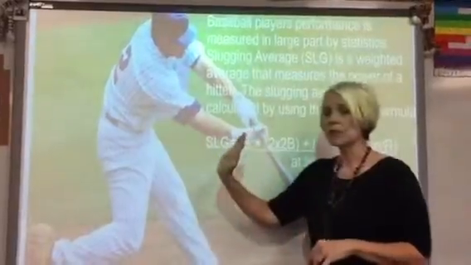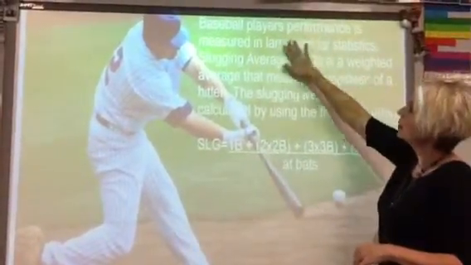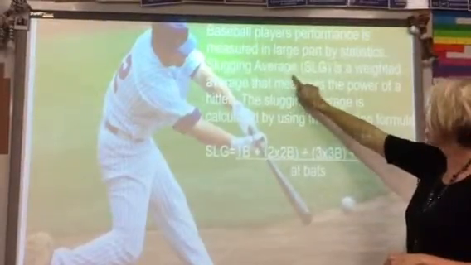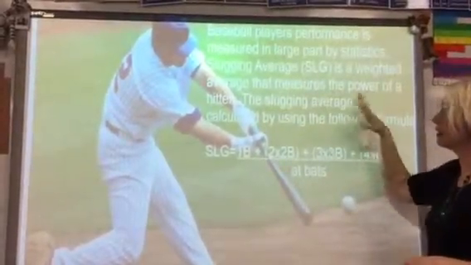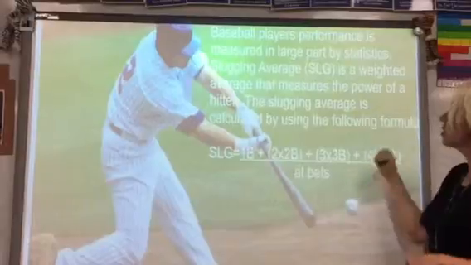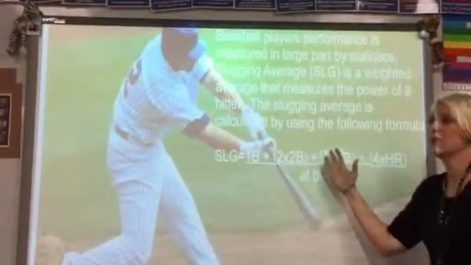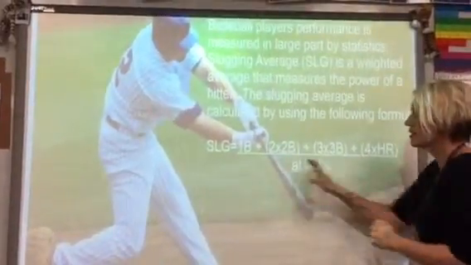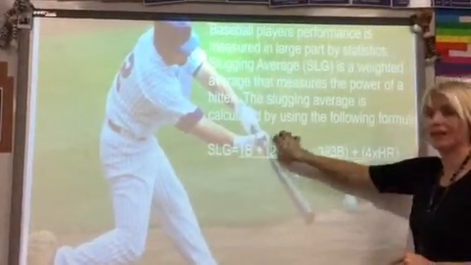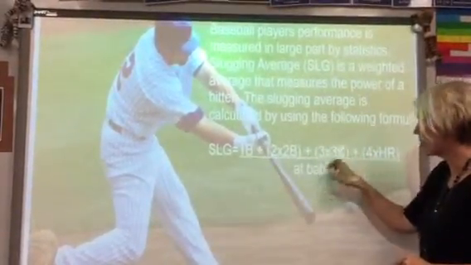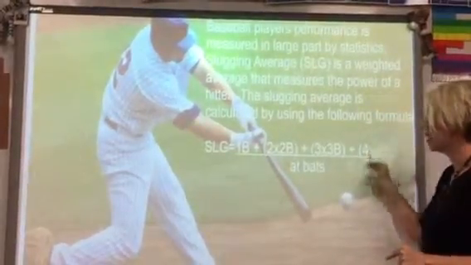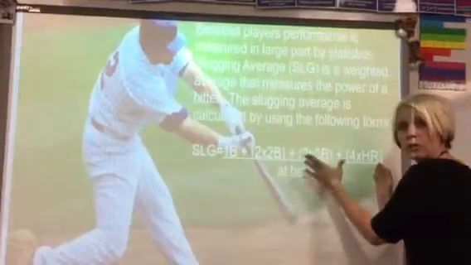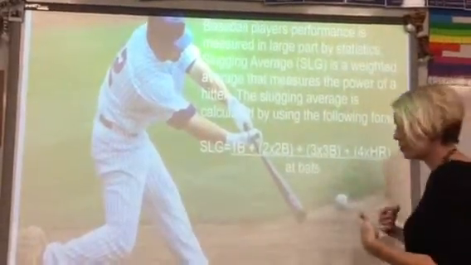Now, I want to talk about a weighted average first. Baseball players' performance is measured in large part by statistics, and a slugging average is a weighted average. That means the power of the hitter. So it is not simply all of the hitting stats added and then divided. What they do is they take their first at bat, multiply the second at bat times 2, third at bat times 3, fourth at bat. If they get a home run, they're going to have a higher chance than if they're one at bat. So that's one example where we use a weighted average.